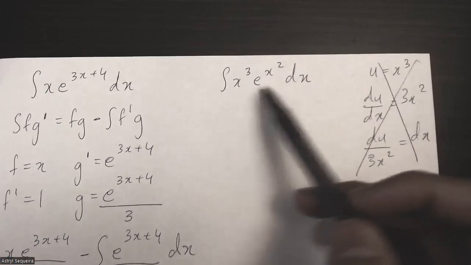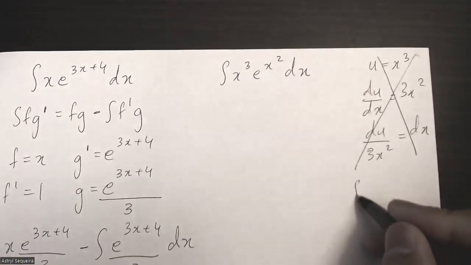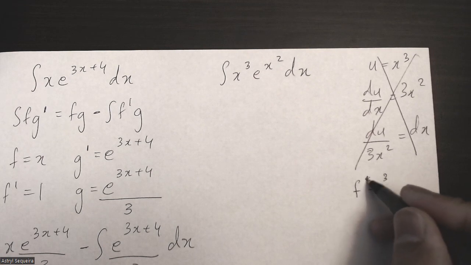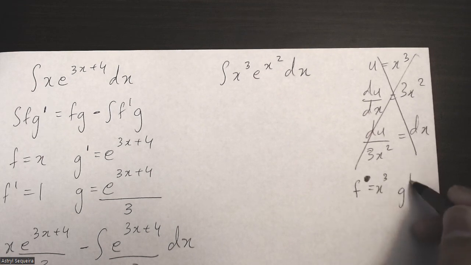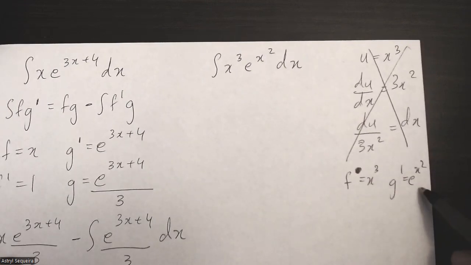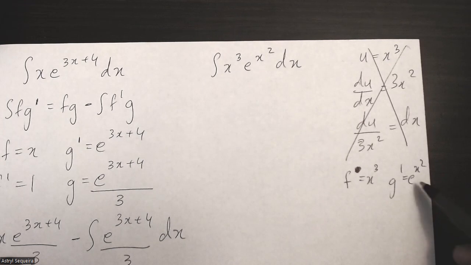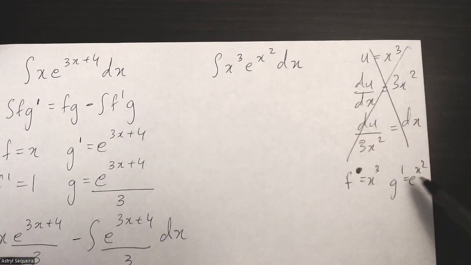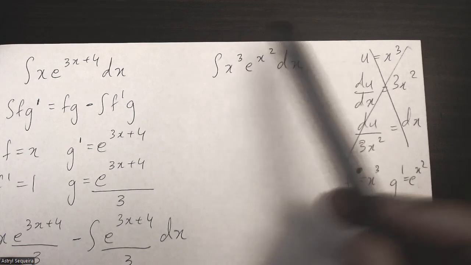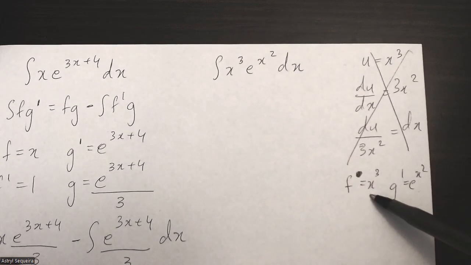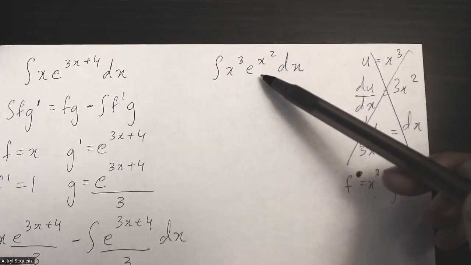Now we can try parts on this. If I do parts, for example, if I pick f as x cubed and g prime as e to the x squared, this is easy to differentiate, but this is very hard to integrate. So you don't want to do this over here. And if I even flip these around, the integration in my parts will get extremely complicated as well. So you don't want to do parts instantly on this. If substitution doesn't work and parts doesn't work, we have to do a combination of both.